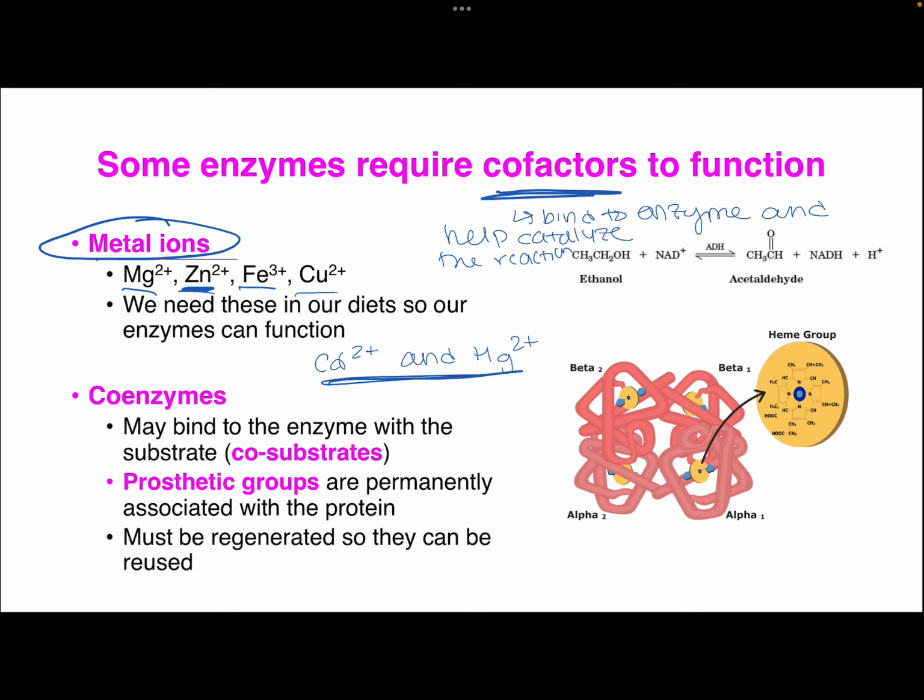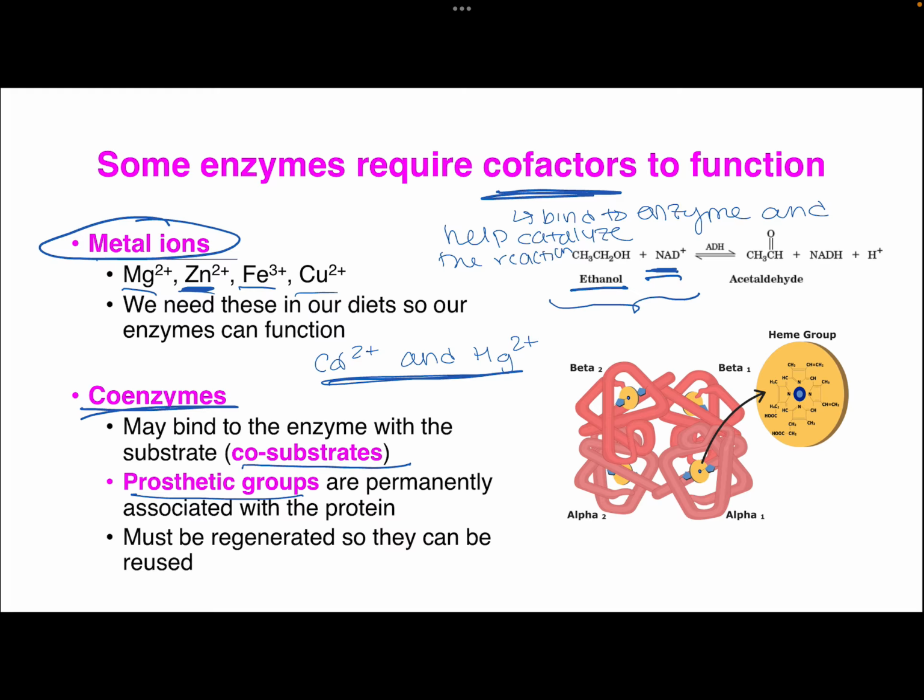In addition to metal ions, we can also have coenzymes. These are carbon-containing molecules. And there are two types of coenzymes. Co-substrates, which, as the name suggests, bind to the enzyme with the substrate. So that would be something like NAD plus in this reaction. All right, so ethanol binds, NAD plus also has to bind, and only when we have both of those will the reaction occur. All right, so that's co-substrates.